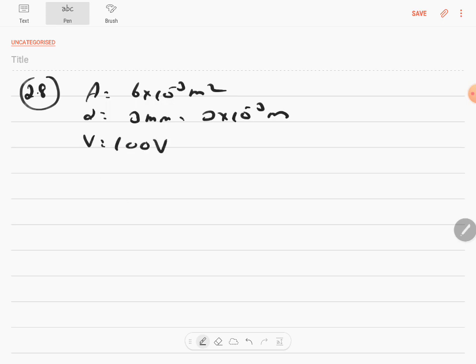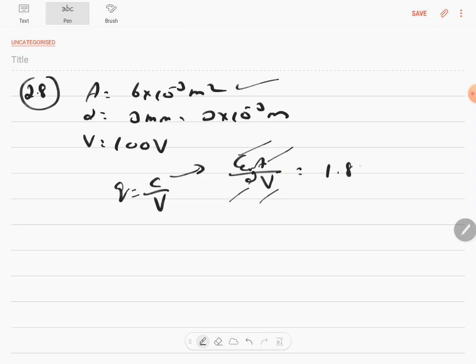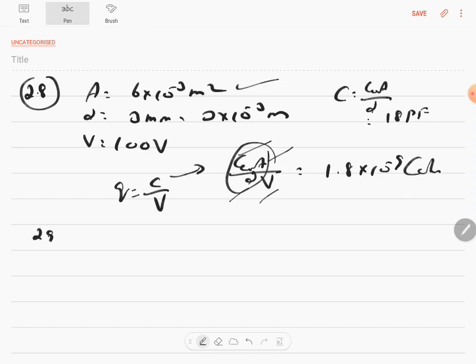Okay, you know that Q is equal to C into V, and C itself is epsilon naught into A by D. So you know epsilon naught is a constant, A has been given, D is known, and potential is known. You can calculate the charge, and it turns out to be 1.8 into 10 to the power minus 9 coulomb. And suppose you want only the capacitance, you know epsilon naught into A by D, that calculated value alone you can take, which will turn out to be 18 picofarad. You calculate and see.